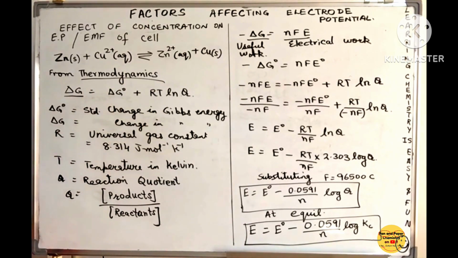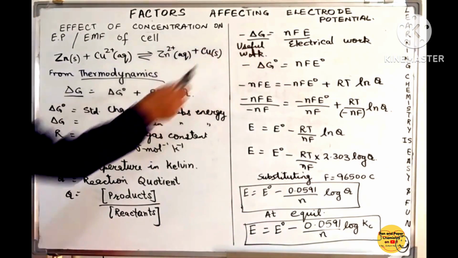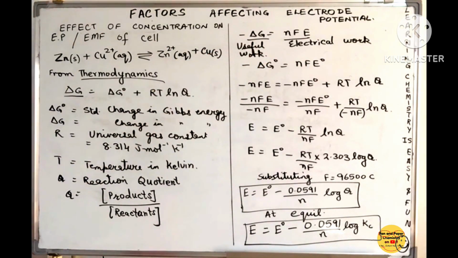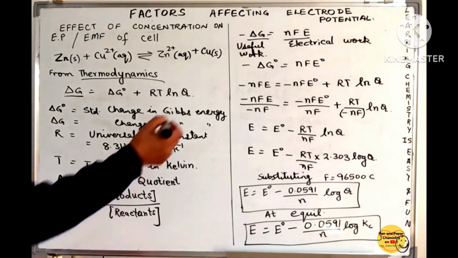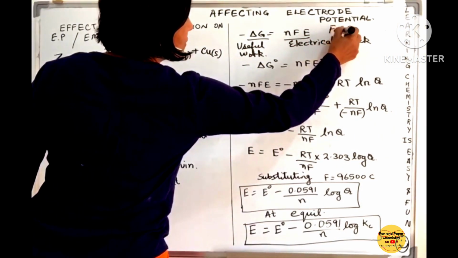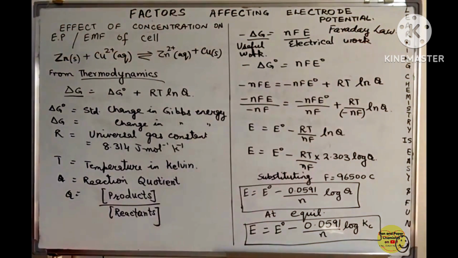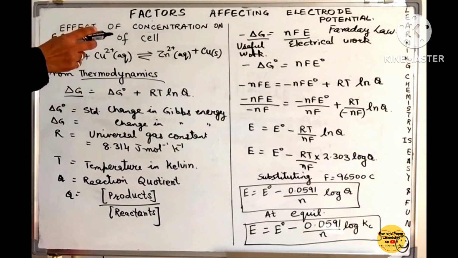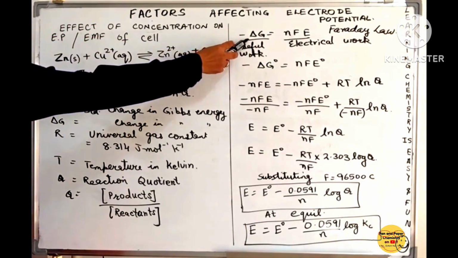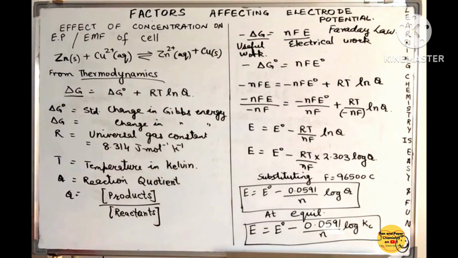Delta G, that is Gibbs energy, is a measure of the useful work obtainable from a system. And here the useful work that is being obtained from the system is in the form of electrical energy, which is represented by nFE. Now we had derived this expression under the topic of Faraday's laws. Yes, we have already covered this topic on this channel. So we have derived a relation between delta G and the EMF of a cell already.